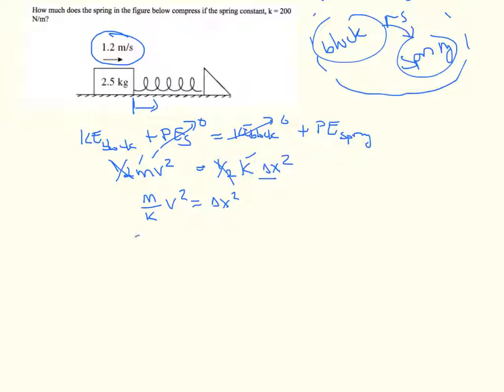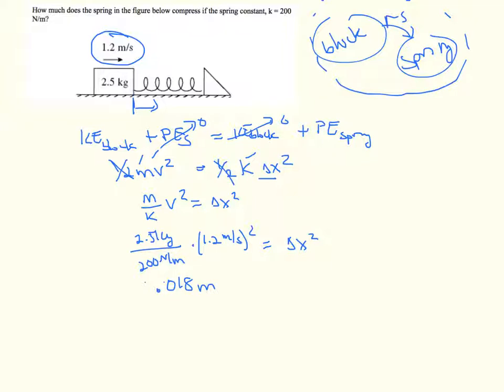All right, so now I'm just going to plug in some numbers. My mass here is 2.5 kilograms. My k value I know is 200 newtons per meter, times my velocity of 1.2 meters per second, and I'm going to remember to square that, and that's going to leave me delta x squared. So let me plug that into my calculator. What I get is 180, oh sorry, I'm reading my numbers wrong, 0.018 meters. I was wondering, 180 meters seemed like a very big number.